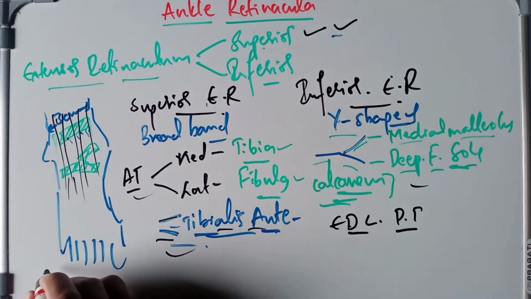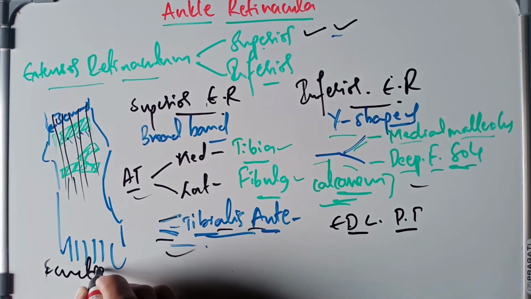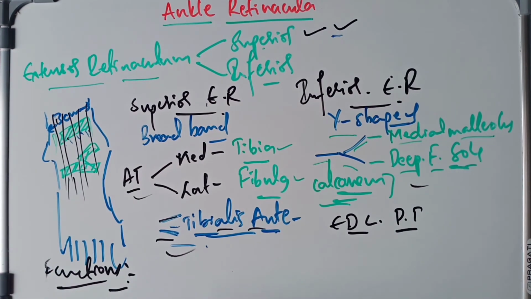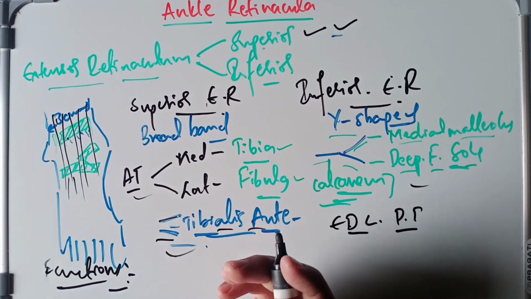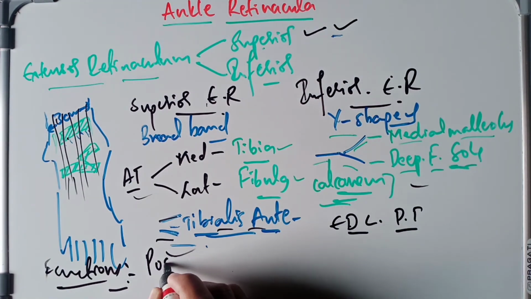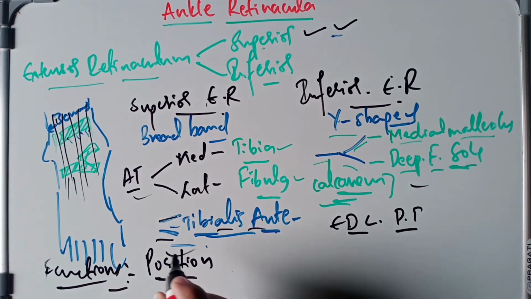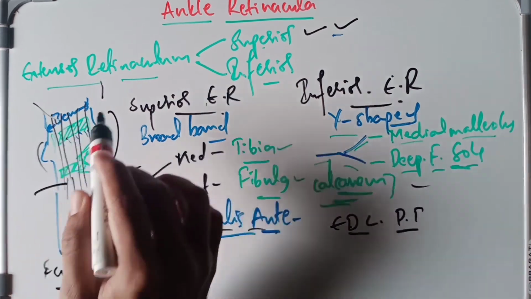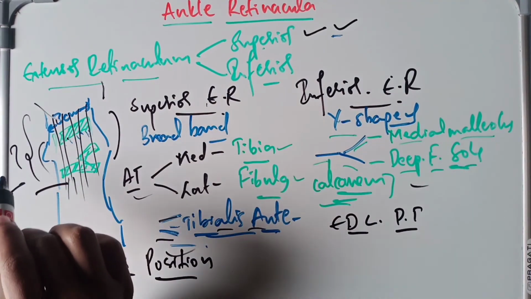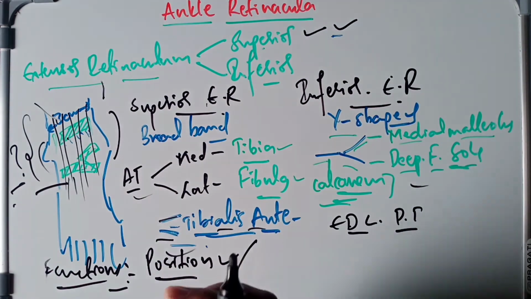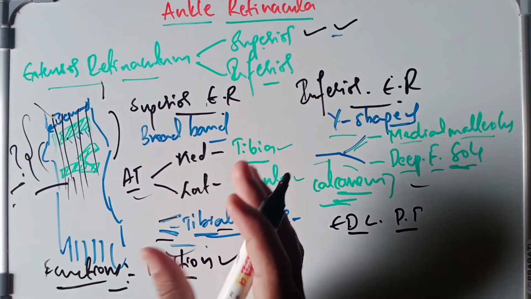So finally, what about the functions? We need to know the functions of the extensor retinaculum, right? Actually it keeps the structures of the anterior compartment of the leg and ankle in position. So the work of the retinaculum is to keep the structures of the anterior compartment of the leg and the structures in front of the ankle in position according to where they should be. And it also prevents the tendons from springing medially.